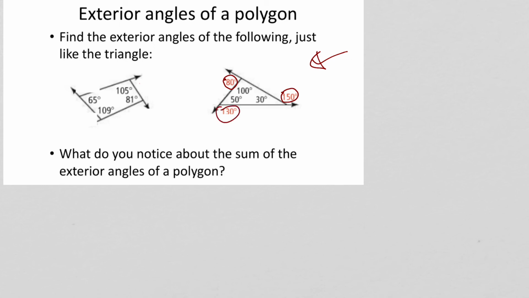So what I'd like you to do is copy down this 4-sided polygon. We have 65 degrees, 109 degrees, 105 degrees, and 81 degrees. What I want you to do first is get those 4 outside angles by taking each and subtracting them from 180. All right, I got all 4 of those angles. So what do you notice about the sum of the exterior angles of a polygon? Pause the video, see if you can figure it out, and then come back for the answer.